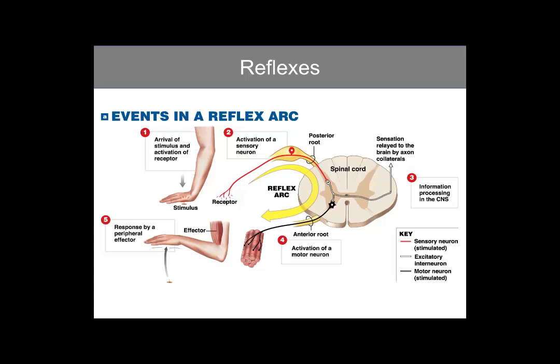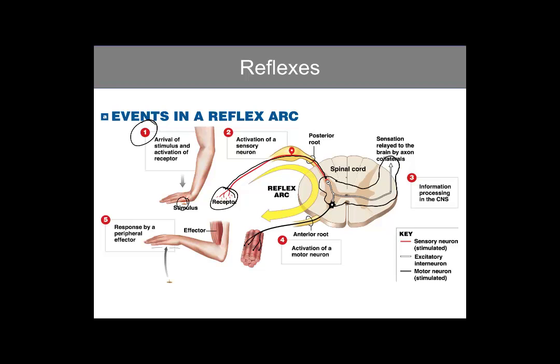Here we actually see that in diagrammatic form. We have step 1, the arrival of a stimulus and the activation of receptors. So as an individual places their hand on a tack, the pain associated with that action is going to stimulate a sensory neuron. We see that here, and that receptor is going to carry an action potential to the spinal cord. Once in the spinal cord, that sensory neuron is going to synapse with an interneuron, and we see that here in white.